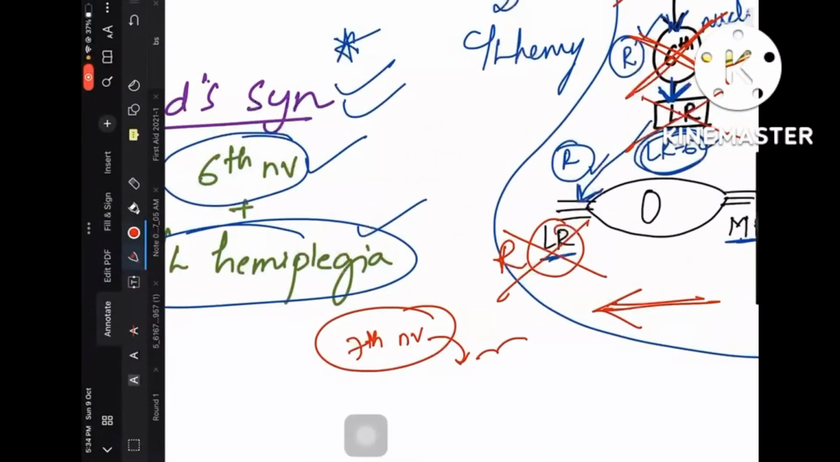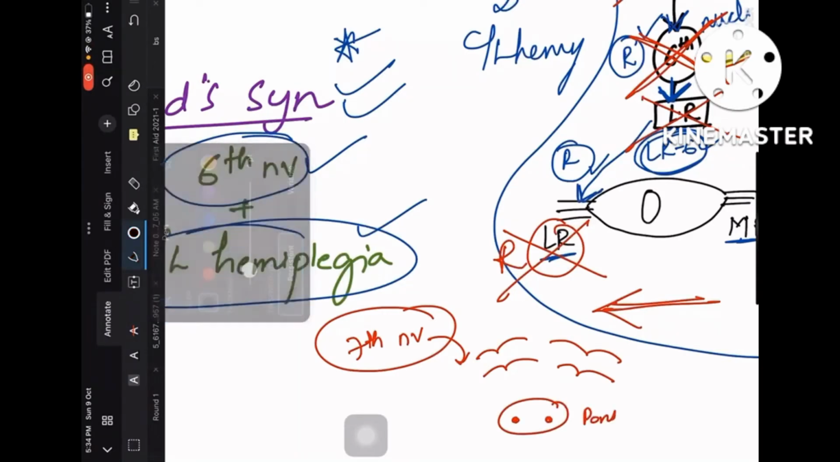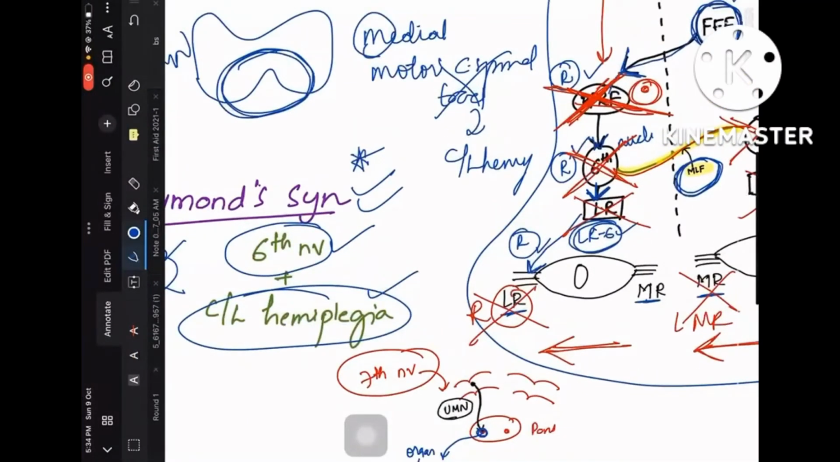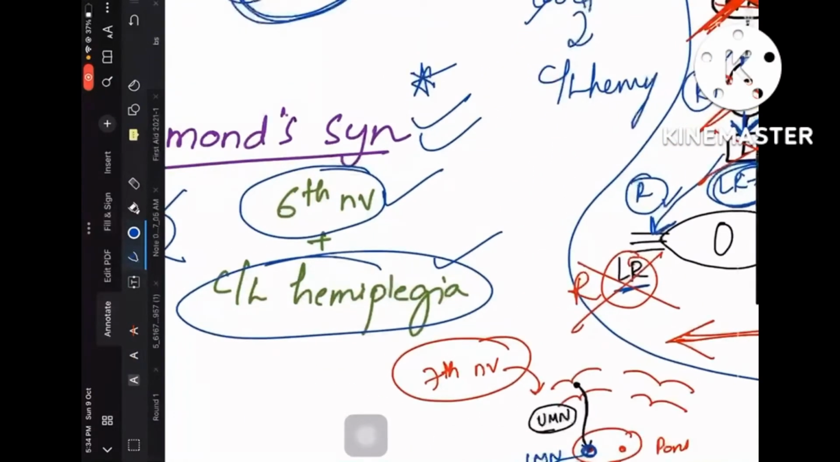remember that if this is the cortex and this is the 7th nerve nucleus which is located in the pons, when you have the lesion from the cortex to the nucleus, that is called UMN. Upper motor neuron is the neuron which runs from the cortex of the brain to the nucleus, whereas lower motor neuron is from the nucleus to the organ. That is LMN.